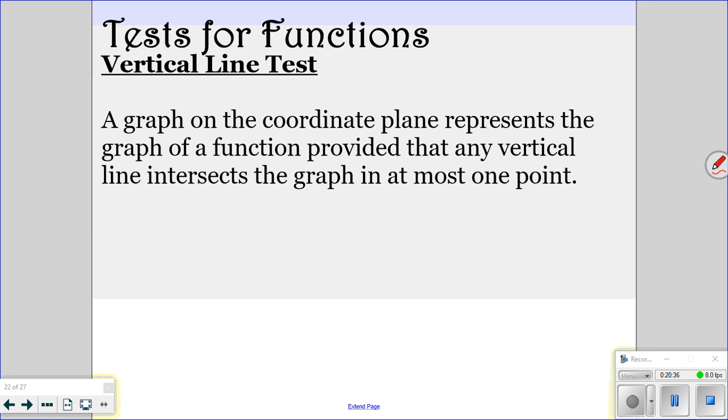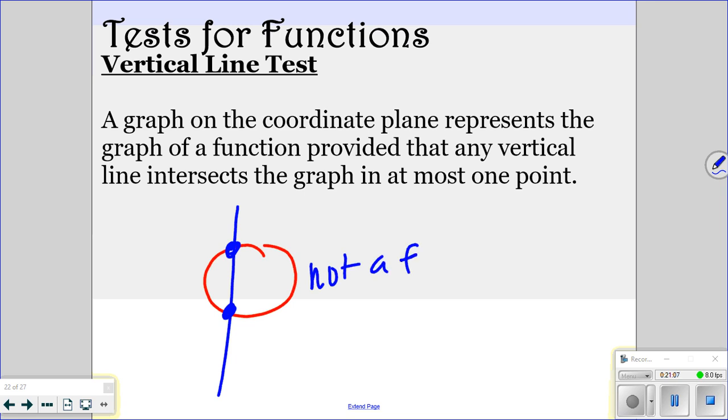So now we're going to look at our tests for functions. You have the vertical line test and the horizontal line test. The vertical line test tells you if you have a function. For it to pass the vertical line test, you're going to draw vertical lines, and your graph can only intersect it at most at one point. So if I have a circle and I drew a vertical line, it does not pass because it touches the graph at 2 points. So a circle is not a function.